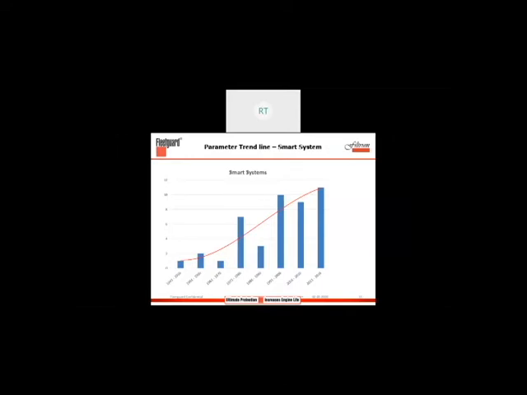Now trying to correlate it with the S curve that we were looking at right now, let's go back to the previous presentation.